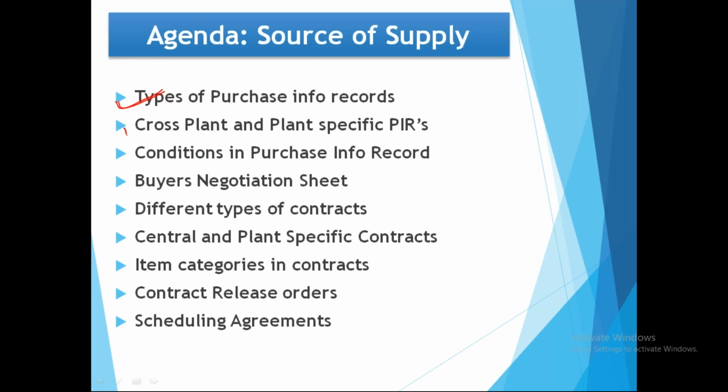We see what cross plant and plant specific purchase info records are, and how the conditions are maintained in the purchase info records. We will see what the buyer's negotiation sheet is. Then we will see different types of contracts, and central and plant specific contracts.